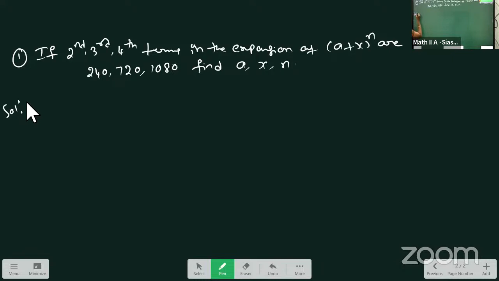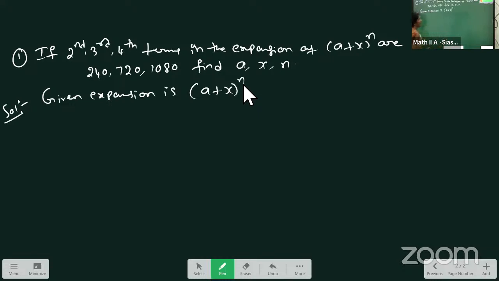For this, you have to go with the procedure solution. First take the given expansion. The given expansion is (a plus x) whole to the power n. Some terms are given. Given that the second term in the expansion, second term means we will write T2. T2 can be written as T_(1+1) because the T_(r+1) concept we have to write. Otherwise, directly you write the general term here.